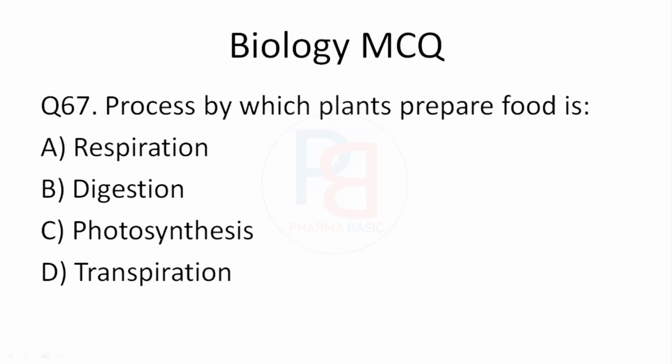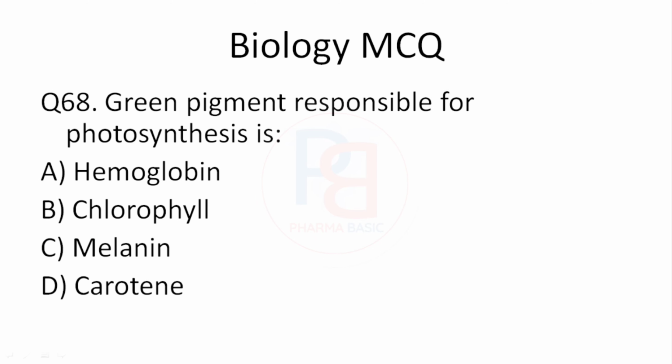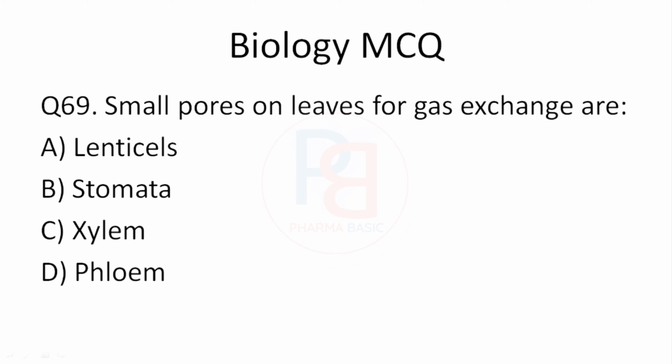The process by which the plant prepares food is photosynthesis. Through photosynthesis, plants prepare food. Option C. The green pigment responsible for photosynthesis is chlorophyll. Option B. Small pores on the leaves for gas exchange are called stomata. Option B.